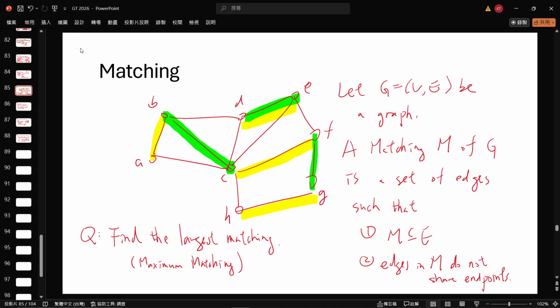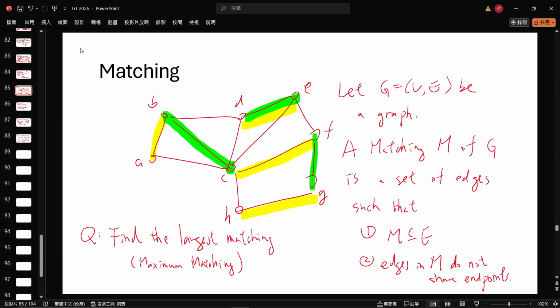And the problem is to find the largest matching. We measure the size of the matching by counting the number of edges. If you only have two choices like this, the green matching and the yellow matching, obviously the yellow one is larger because it has 4 edges. And in this particular input, it's easy to see that the yellow matching is the maximum.